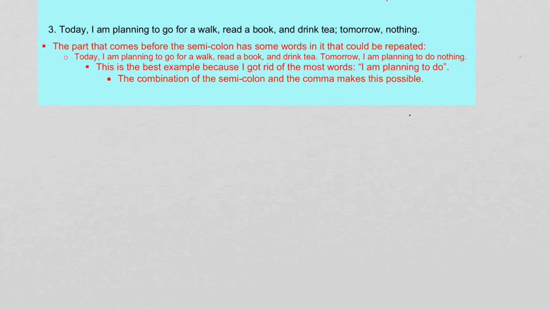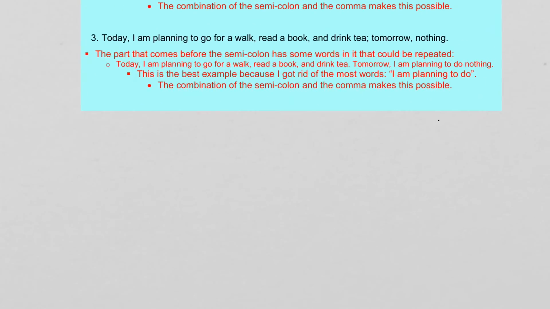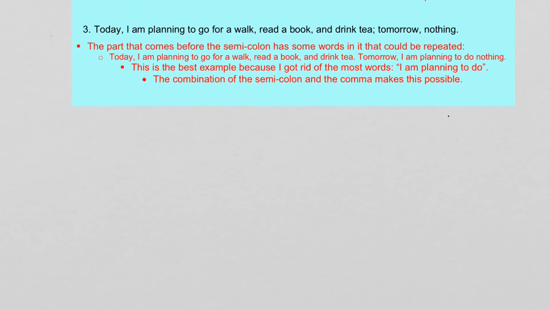So, today I am planning to go for a walk, read a book, and drink tea, period. Tomorrow I am planning to do nothing. But here I was able to use a semicolon and a comma to put everything into one sentence. Today I am planning to go for a walk, read a book, and drink tea. Tomorrow, nothing.